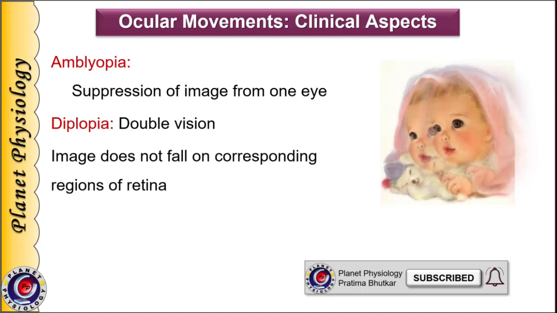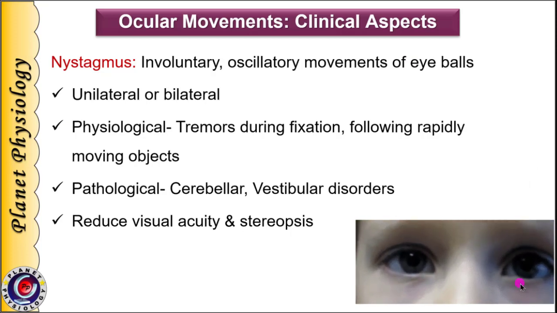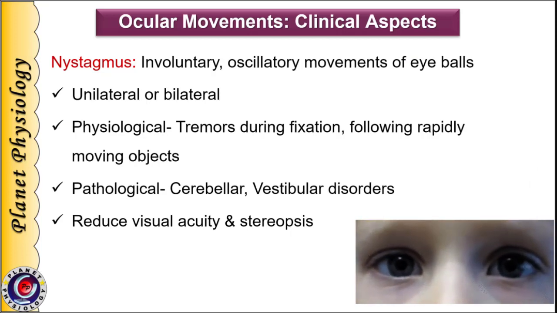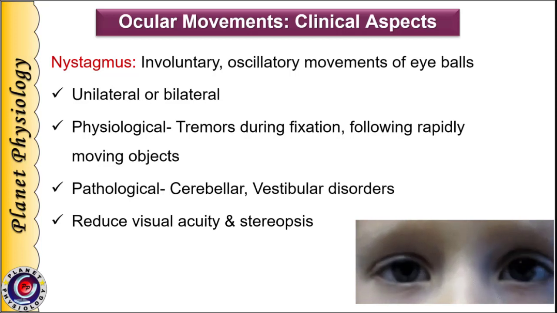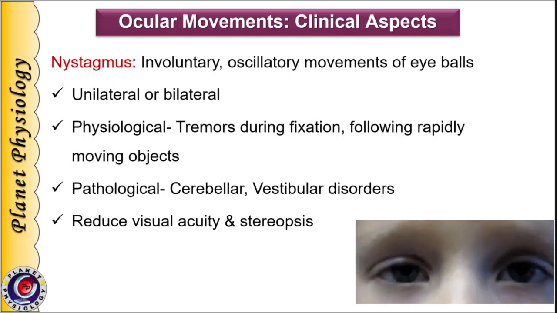Another abnormality associated with ocular movements is nystagmus. Nystagmus is involuntary, rhythmical, oscillatory movement of the eyeballs, which can be unilateral or bilateral. Eye movements in nystagmus may be in any direction and can be seen in cerebellar or vestibular disorders, stroke, multiple sclerosis, etc. The presence of nystagmus reduces visual acuity as well as depth perception, that is stereopsis.